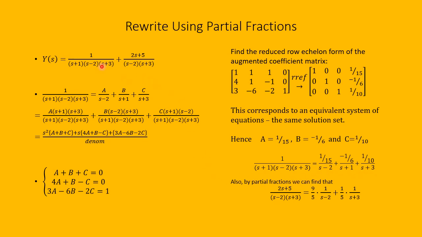Now, that takes care of simplifying this first term by partial fractions. We can also simplify this second term by using partial fractions, and if you do it, you will find out that (2s + 5)/((s−2)(s+3)) is equal to 9/5 times 1/(s−2) plus 1/5 times 1/(s+3).